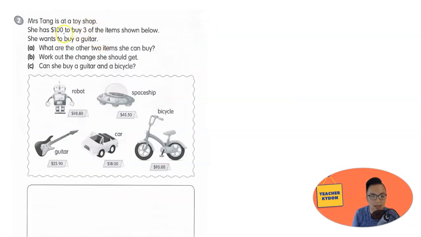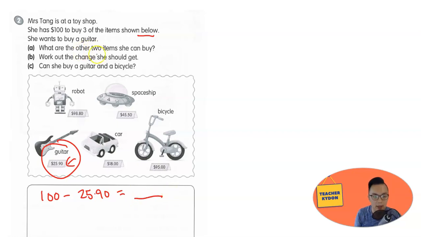So Mrs. Tang is at a toy shop. She has $100 to buy 3 of the items shown below. She wants to buy a guitar over here. You need to see how much the guitar is. What are the other 2 items that she can buy? If she has $100, you need to minus away the price of the guitar, which is $25.90. That gives you the amount. Then item 1 plus item 2 must be less than this amount.